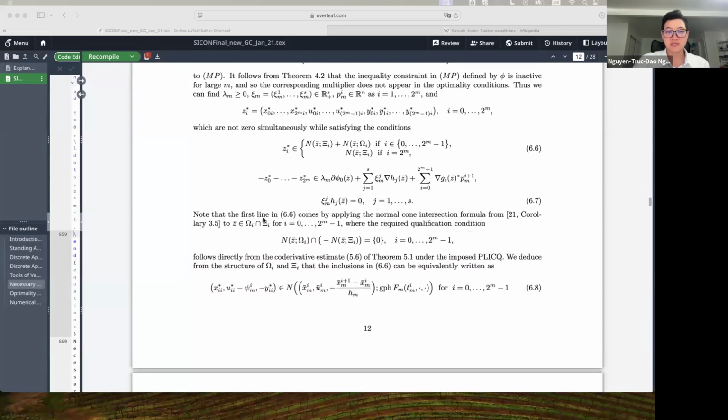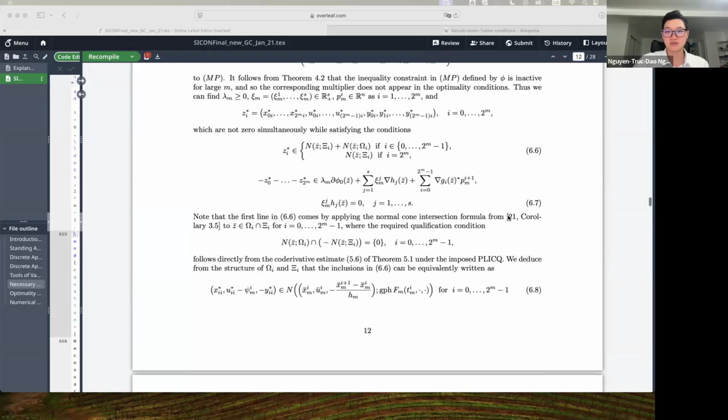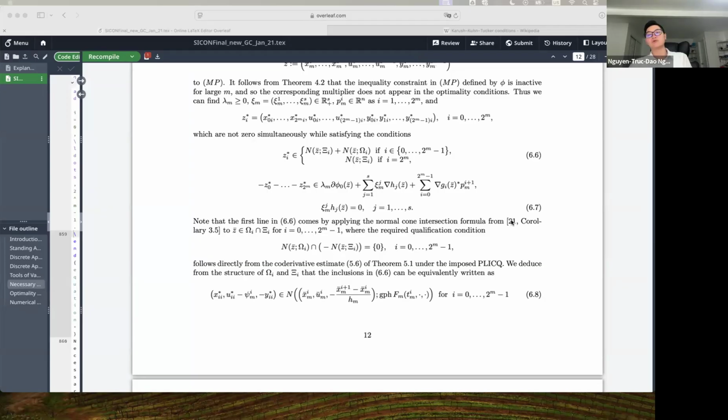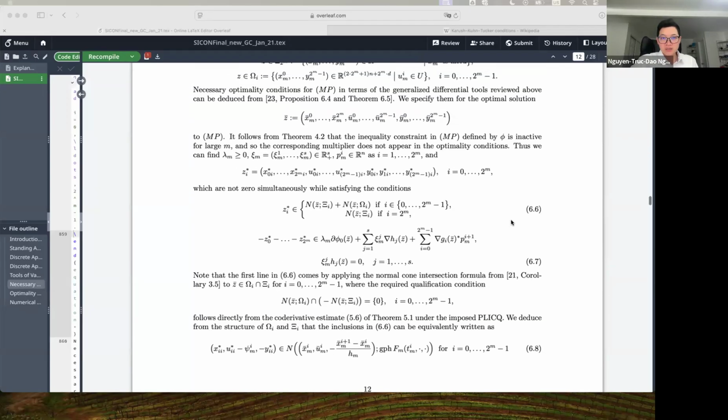So we know that the first line in 6.6 comes from applying the normal cone intersection formula from the book. Corollary 3.5 uses that x z bar belongs to the intersection of these two sets, zeta i and omega i, where i runs from 0 to 2m minus 1. This is just the first part, the first line of 6.6.